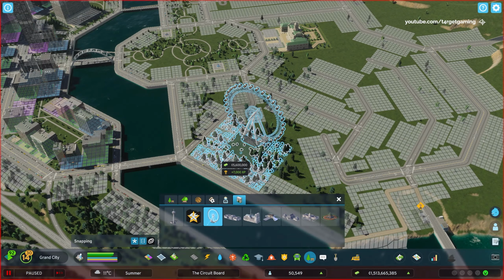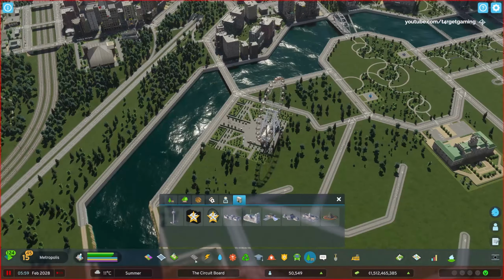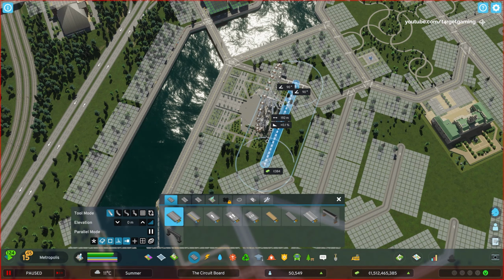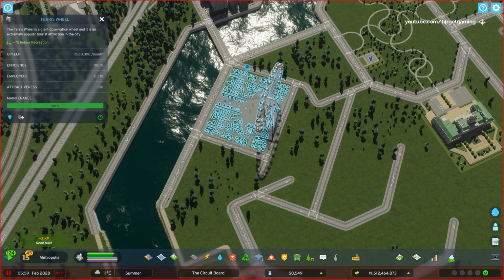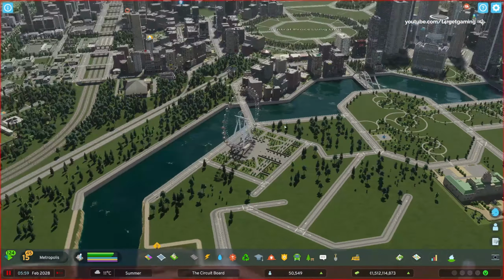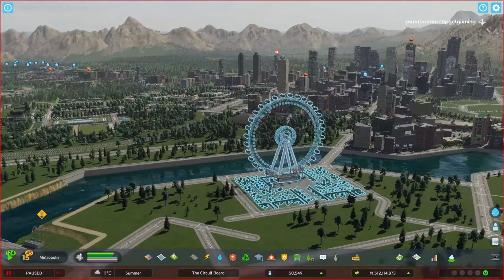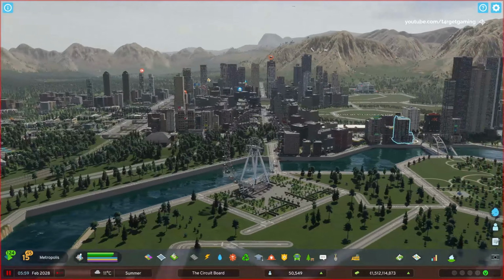Of course, I just had to place the giant Ferris wheel next to the canal. It was just so fitting. I placed it originally, but then I rotated it so that the wheel side was closer to the canal.